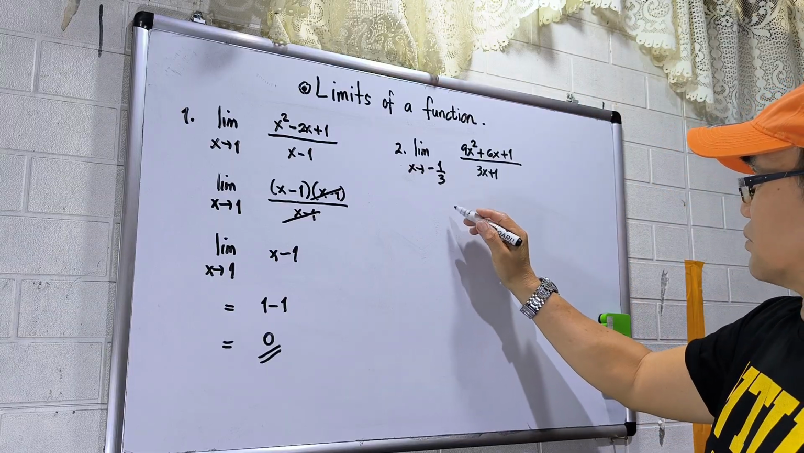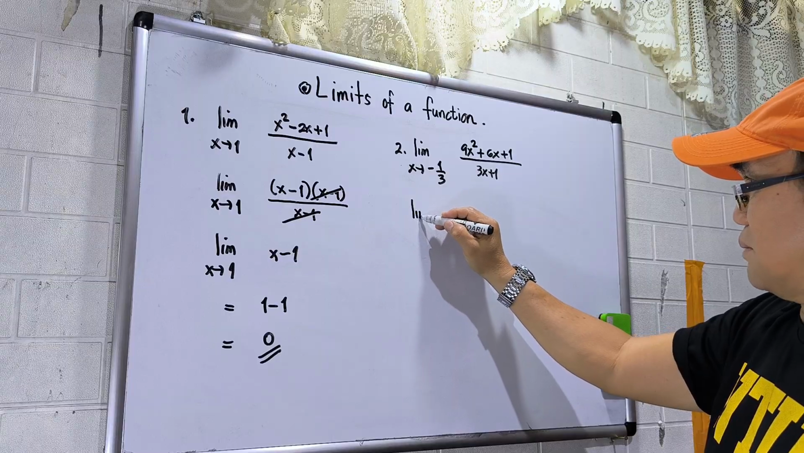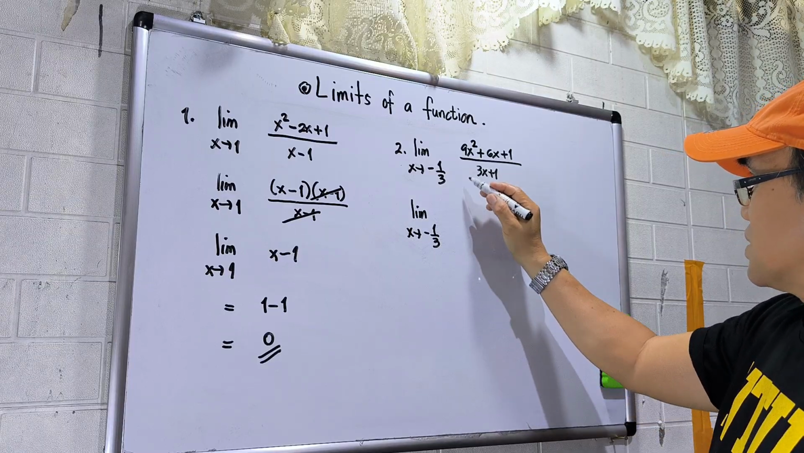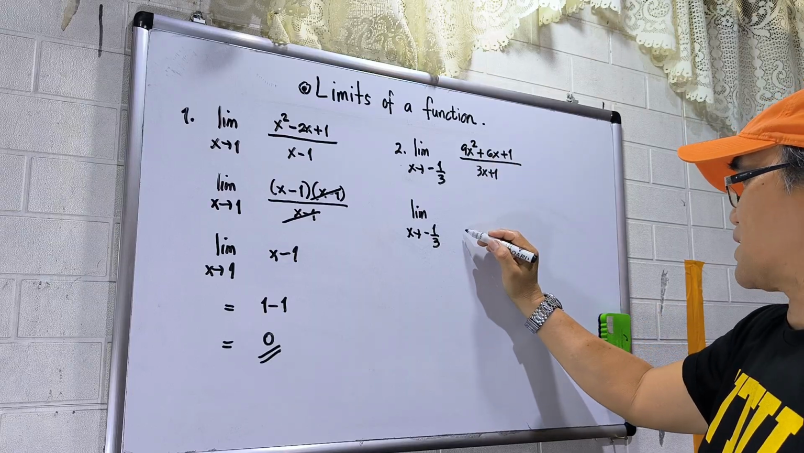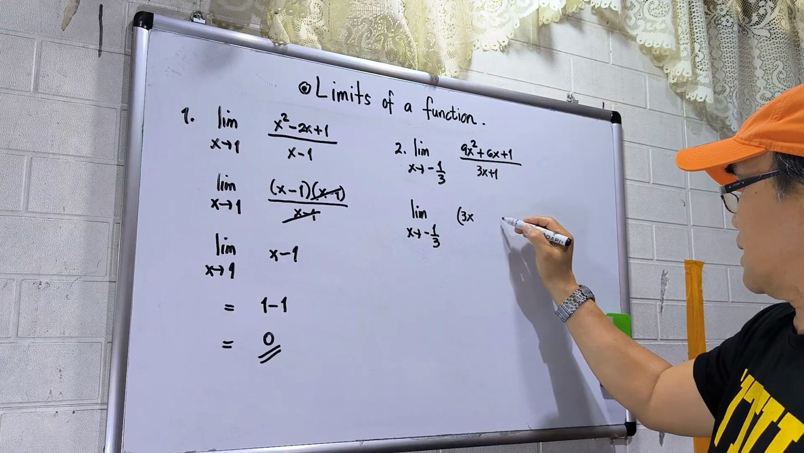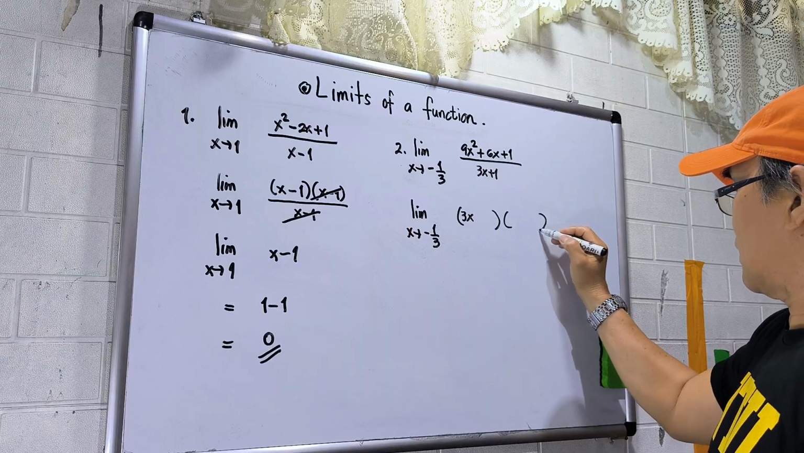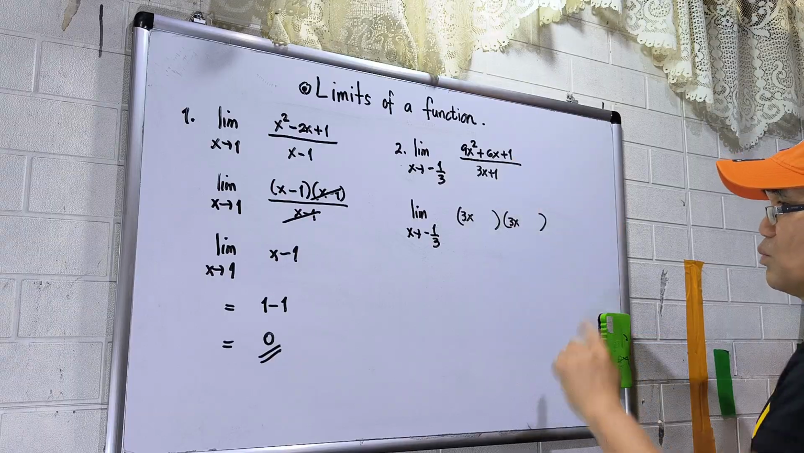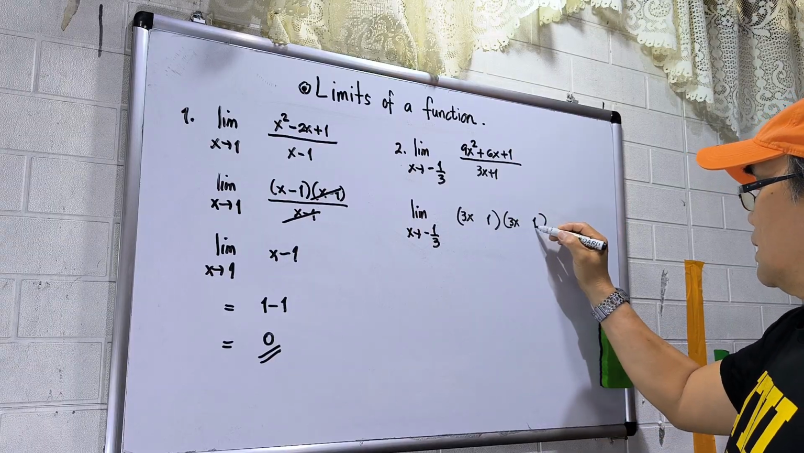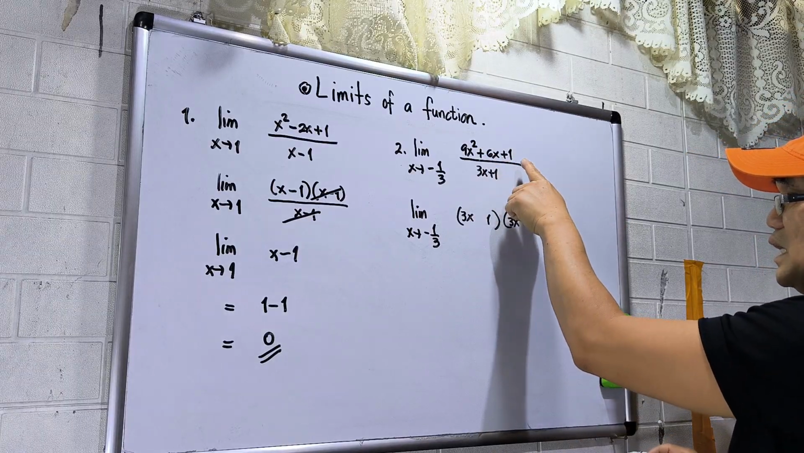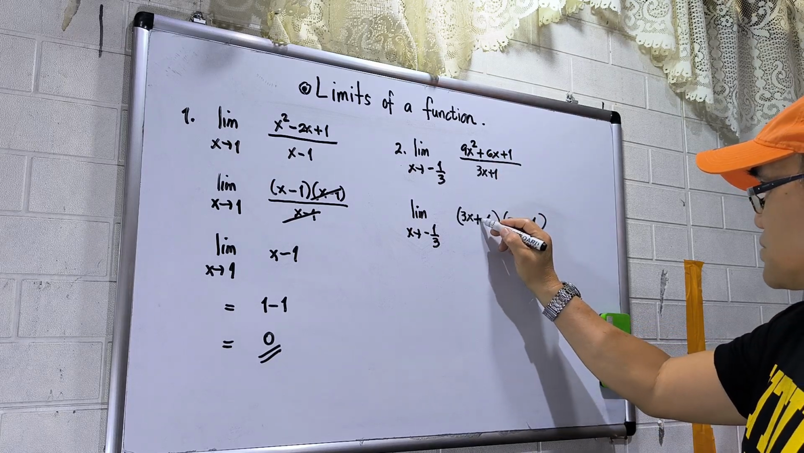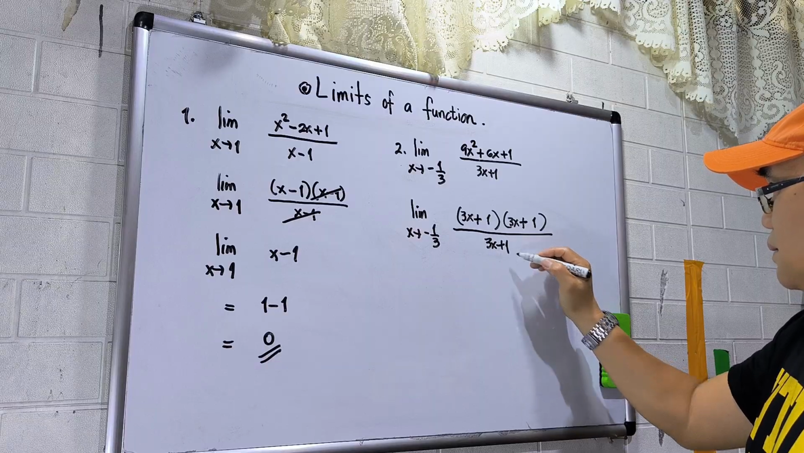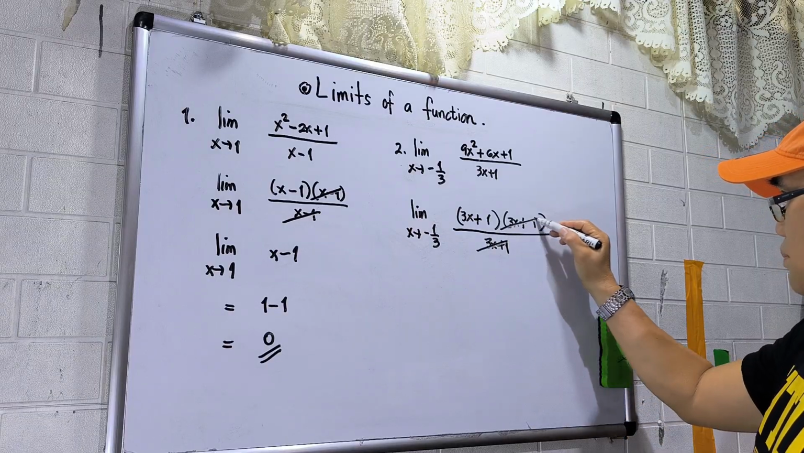So I will factor out also the numerator. The limit as x approaches negative 1/3. Factor out the square root of 3x squared, that will be 3x. Then the other one also will be 3x because there are 2, right? And then the factors of 1 is 1. Then take note, the signs are positive, so this will be plus also. Then this will be over 3x plus 1. So one of the factors will be crossed out.